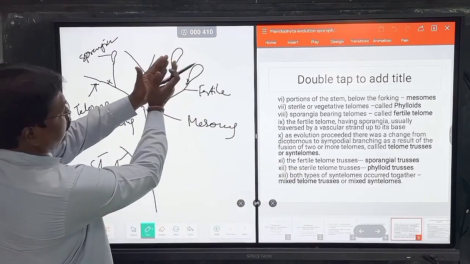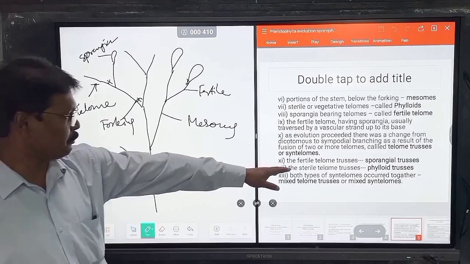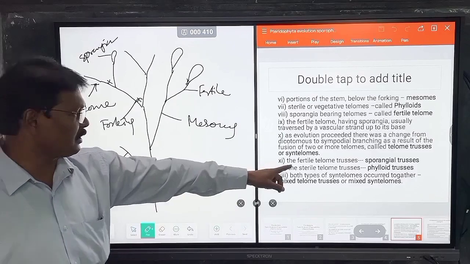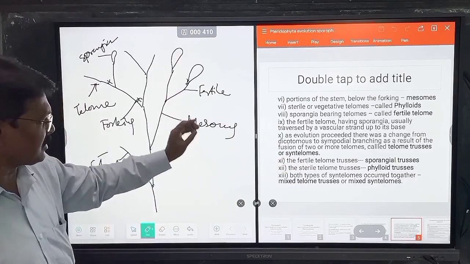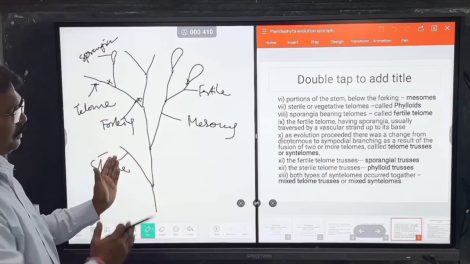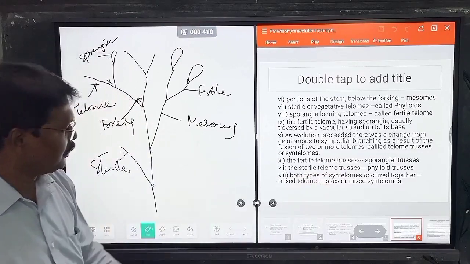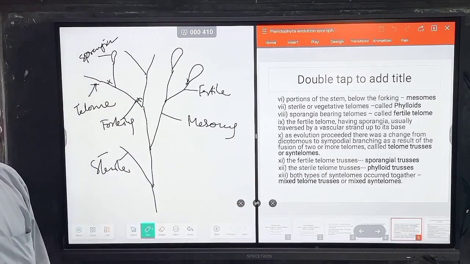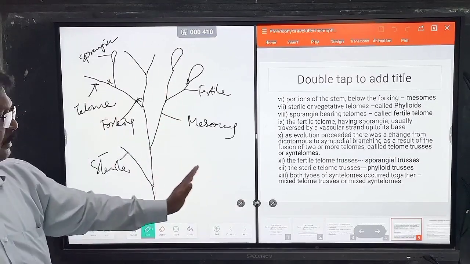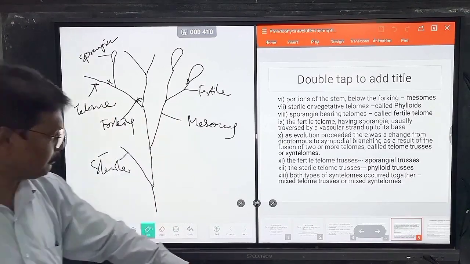If these two fuse, this produces a sporangial trace. The fertile telome traces are called sporangial traces. If two sterile telomes fuse, they are called the phylloid traces. When both types of telomes occur together, it is called a mixed telome trace.